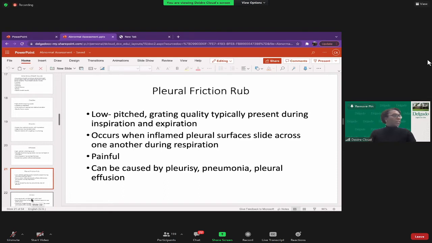All right. And sometimes this is confused with a pericardial friction rub. The way to determine what it is, you ask the patient to hold their breath. And if you don't hear it, then it's probably cardiac.